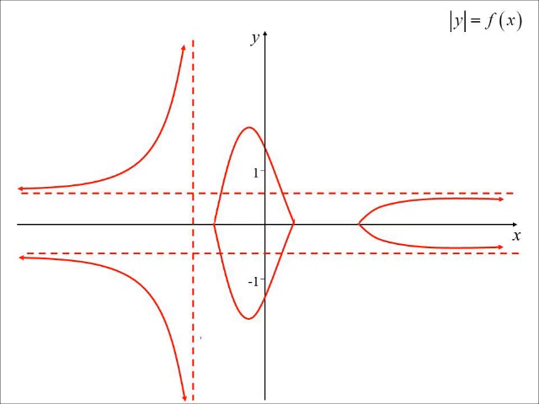Right, because the bottom half is what we get when the function value is negative. The function value can never be negative. It's always got to be positive.